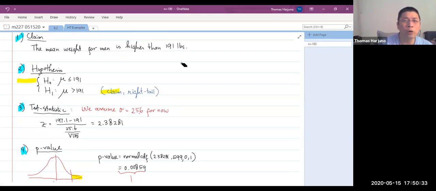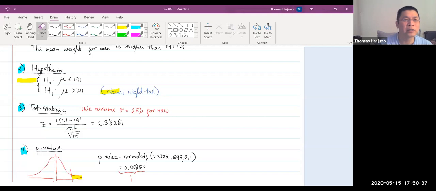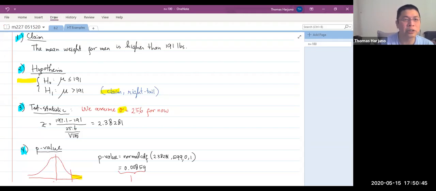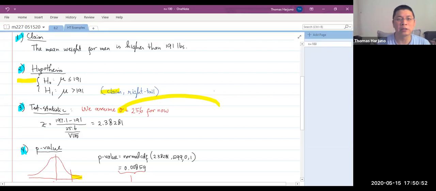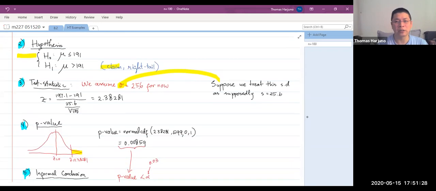Okay, let's go on. Thomas, but that's if we assume the sigma, the standard deviation there, is from the population, right? But the actual question actually gives the sample standard deviation, not the population standard deviation. So suppose we treat this standard deviation as S equals 25.6. Then what happens to the test statistic?